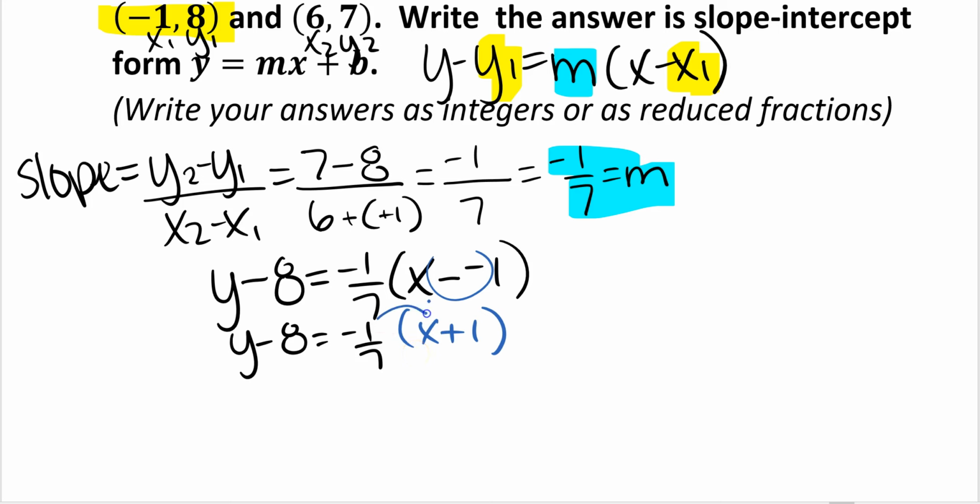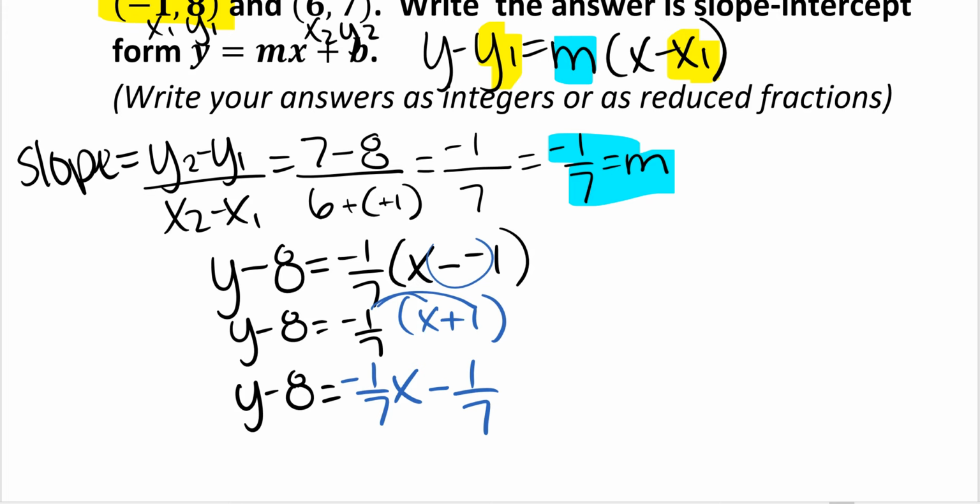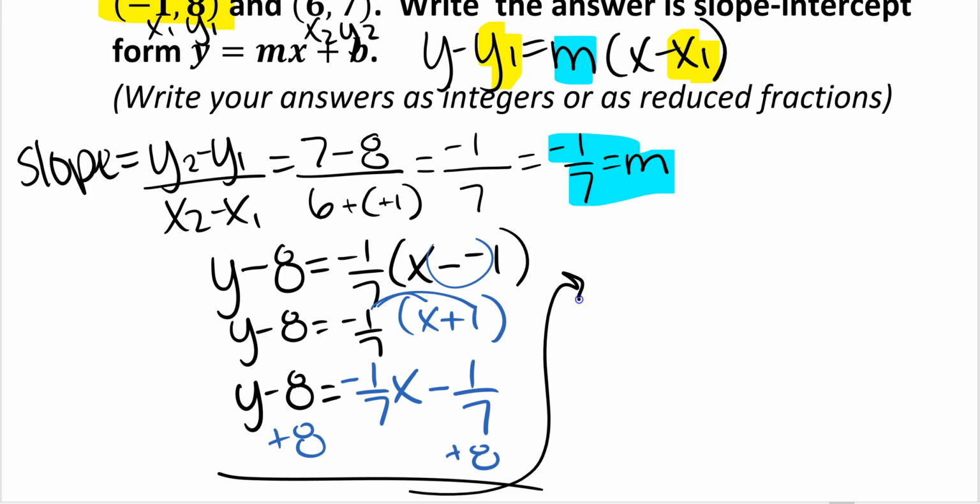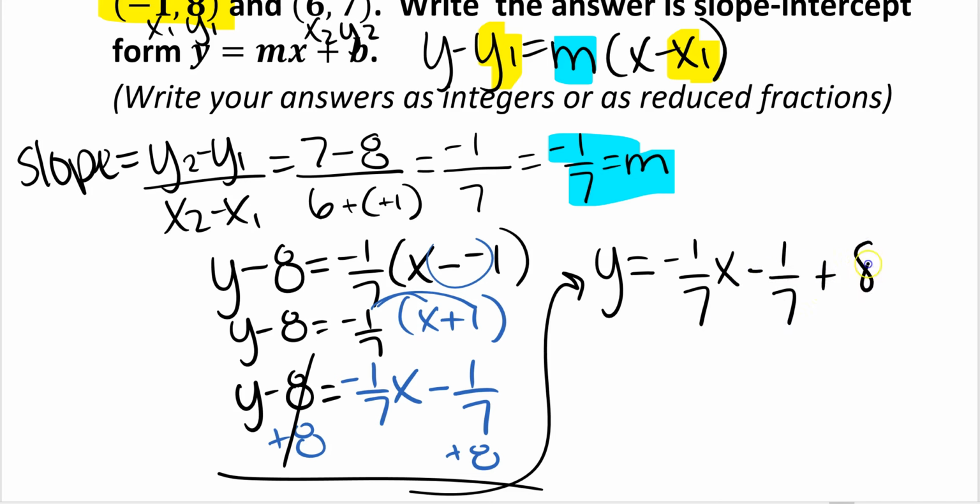So now I want to distribute that negative 1 over 7. So I have negative 1 over 7 x, and then negative 1 over 7 times 1 is negative 1 over 7. So y minus 8 equals negative 1 over 7 x minus 1 over 7. Then to put it in slope-intercept form, I'm going to add that 8 to both sides. So now I have y equals negative 1/7 x, and then I have minus 1 over 7 plus 8.